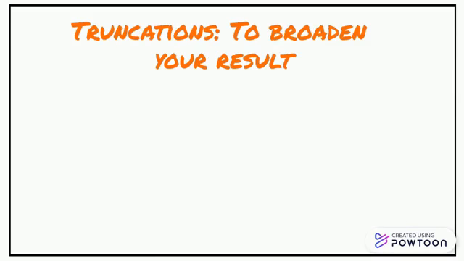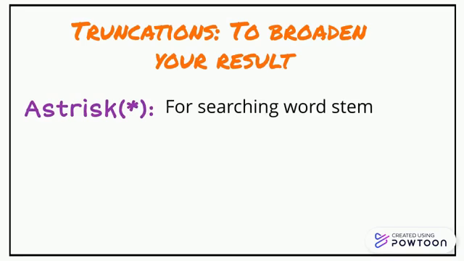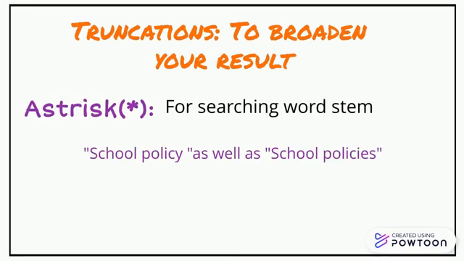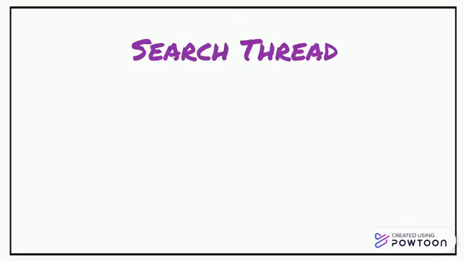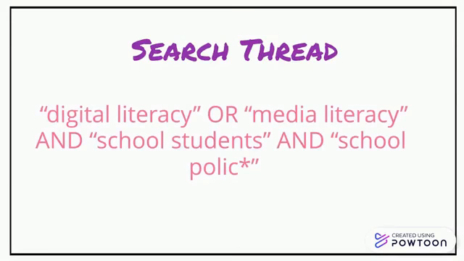You can also use truncation to broaden your research. Truncation means using the asterisk sign for searching word stems. In our example, we want our search results to contain school policy as well as school policies. So, we use it in this way. Now, we are ready to search. After combining all of the above, we come up with this thread that we use to search in the database.